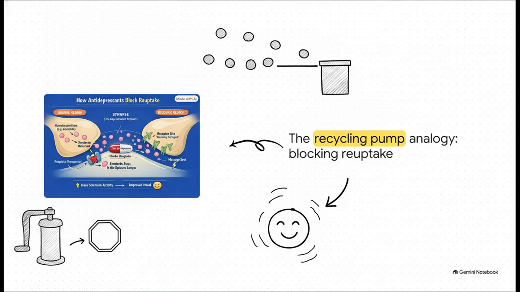Normally, there is a reuptake transporter on the presynaptic neuron that acts like a little recycling pump, pulling neurotransmitters back inside to be reused later. Well, these antidepressant drugs physically block those transporters. By stopping serotonin or noradrenaline from being sucked back in too soon, the drug forces those feel-good chemicals to stay in the synaptic gap much longer, and that is what ultimately boosts the patient's mood.